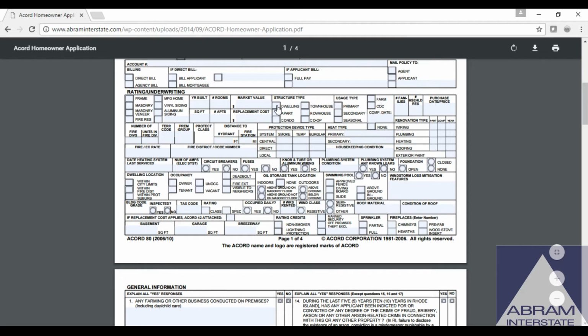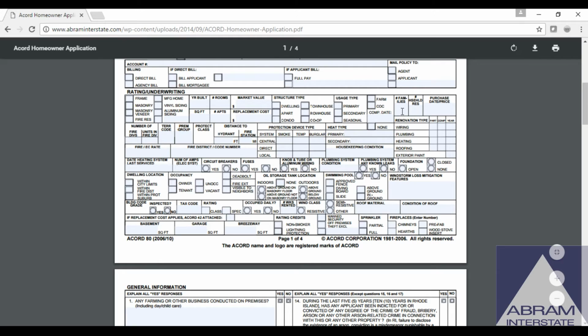Next over here, we look at structure type. Structure type is generally going to be dwelling. There could be a condo or a townhouse situation, so if you mark one of these, make sure that is in fact correct, because there will be some additional questions that we may be following up with you for. But again, most of these can be defaulted to dwelling. Usage type, primary, secondary, seasonal. We do tend to use secondary and seasonal interchangeably, so what we're looking for is either one of these to be marked or to state primary.